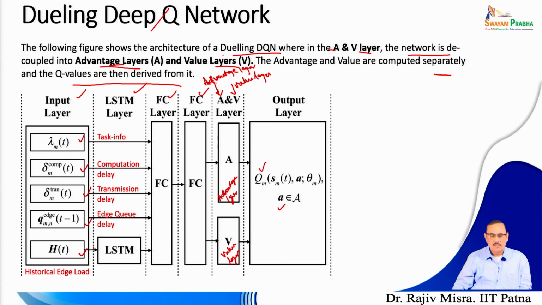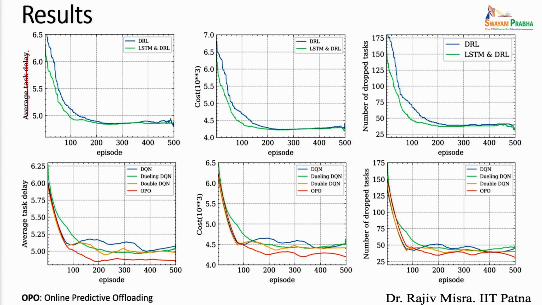All these things will be considered here. So, let us see the results of an online predictive offloading. Here you can see the average task delay compared to the deep reinforcement learning and LSTM and DRL. If both LSTM and DRL are used, the average task delay is quite less. You can see that there is a difference, and that particular task delay is reduced.